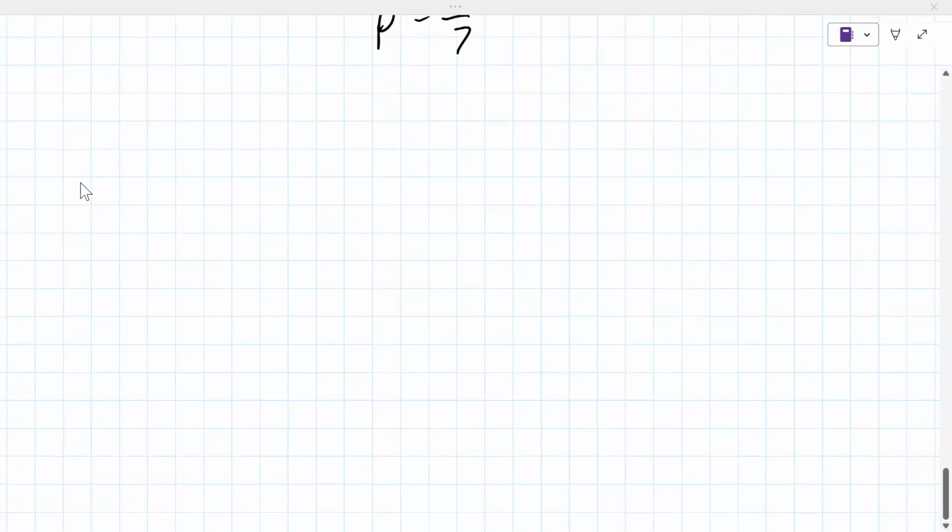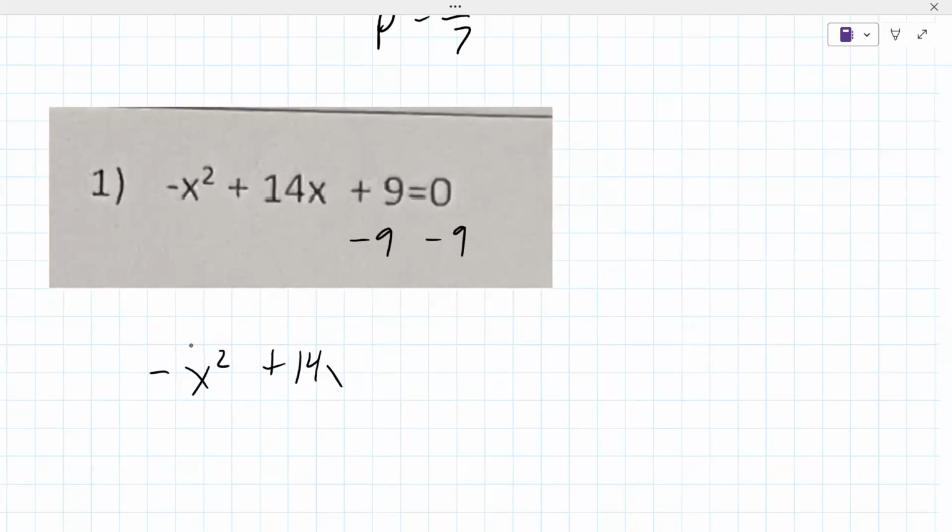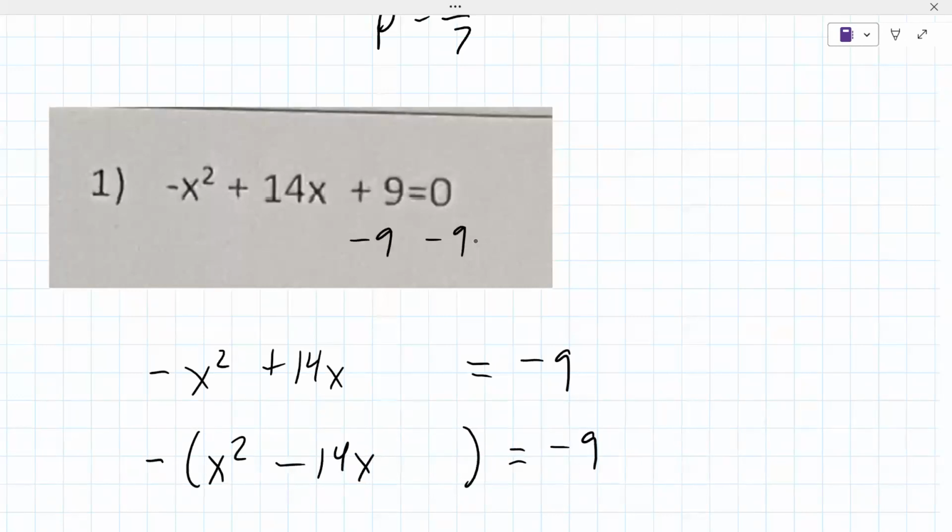Okay, so boy, your teacher didn't give you the nice vanilla ones to start with. You got kind of an obstacle here right off the bat. All right, so the way to do this is you always move the number over to the other side of the equation. Next thing is to factor out the negatives. This is where it gets a little bit weird. Like this.